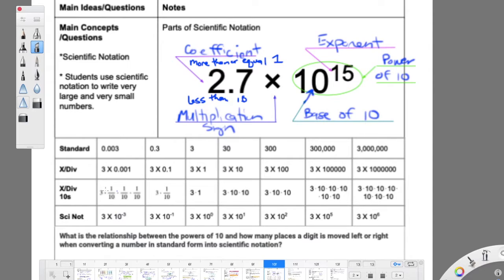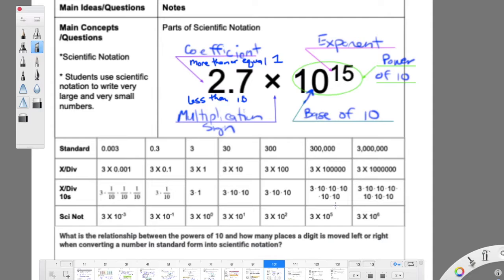So they're showing that to get this number, we'd have 1/10 times 1/10 times 1/10. Well, there's 1, 2, 3 tens. So we can write that as 3 times 10 to the negative third. So they're just showing us how we can go from the standard number to the scientific notation, all right?